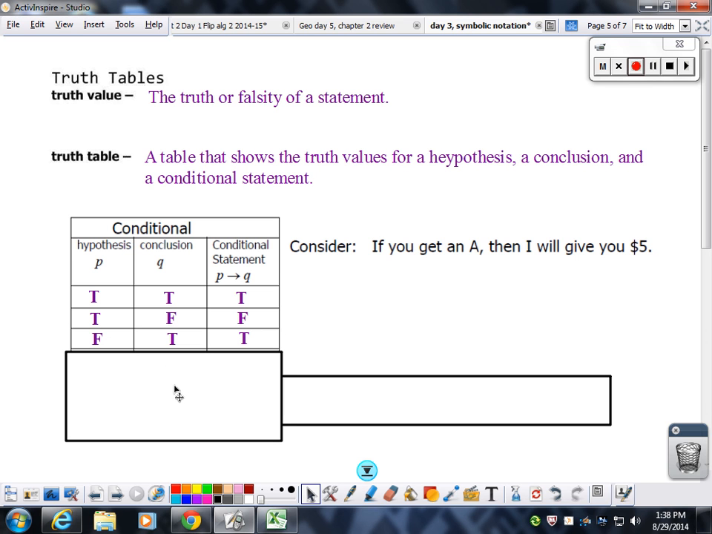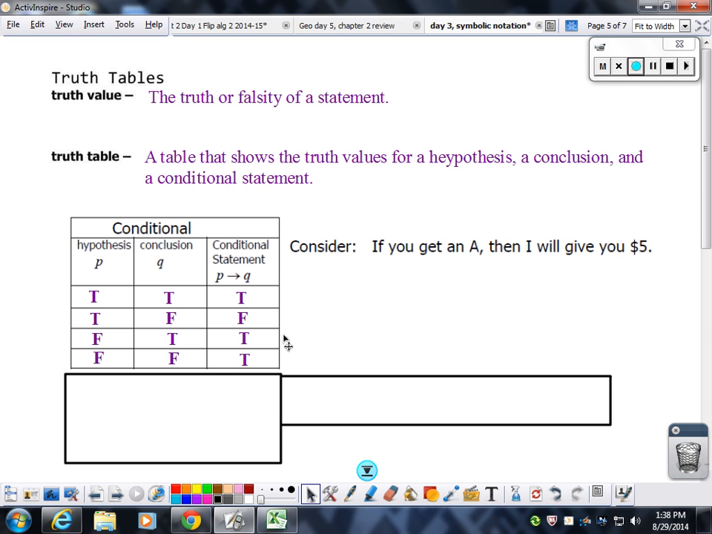Third example we could have, if the hypothesis is false but the conclusion is true, that still might mean the whole statement is true. So for example, if you didn't get an A, but I would have given you $5 if you did, then that statement is still true.